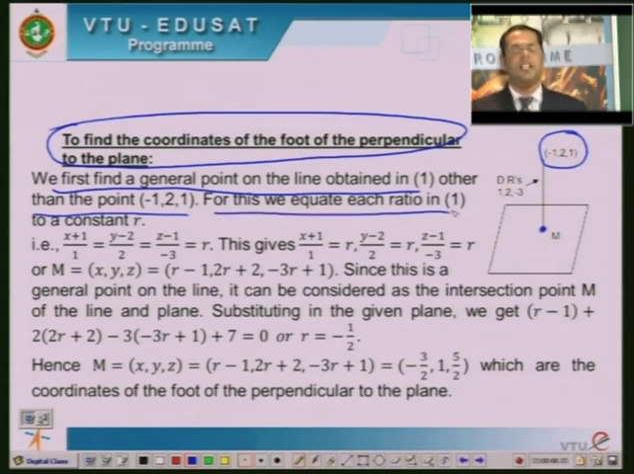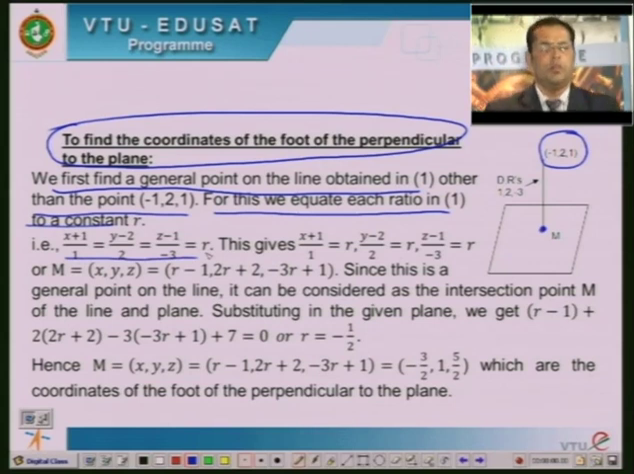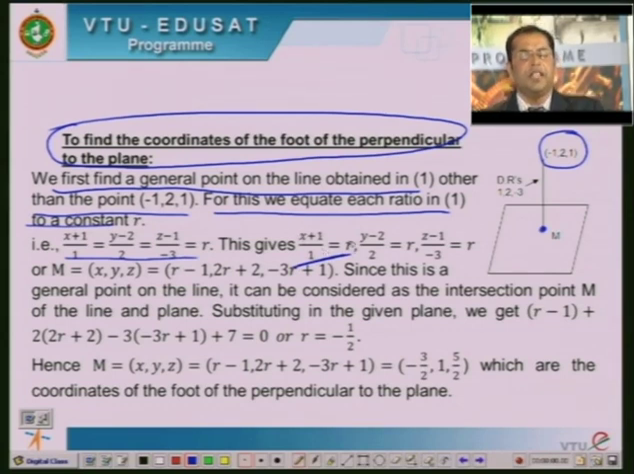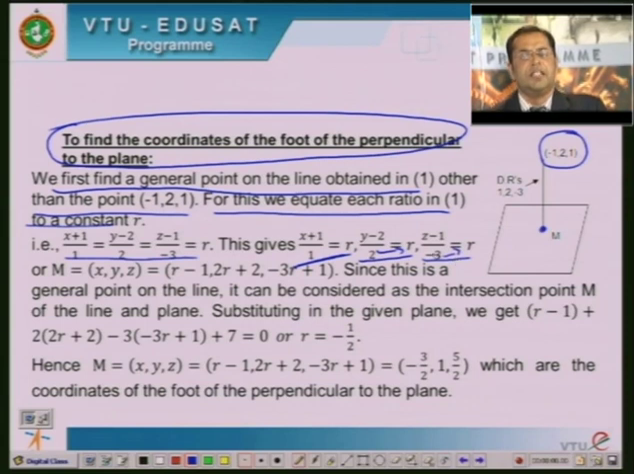How do you find that? For this, we equate each ratio in the line to a constant r, that is, you take (x + 1)/1 = (y - 2)/2 = (z - 1)/(-3) = r. Because all the ratios are equal to r, each ratio can be individually taken equal to r. So (x + 1)/1 = r gives x + 1 = r, or x = r - 1. Similarly, (y - 2)/2 = r gives y - 2 = 2r, or y = 2r + 2. Again, (z - 1)/(-3) = r gives z - 1 = -3r, or z = -3r + 1.